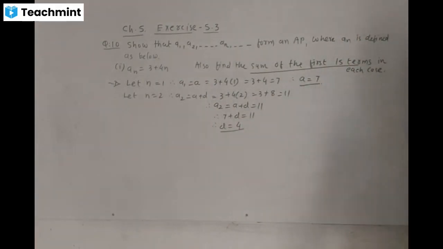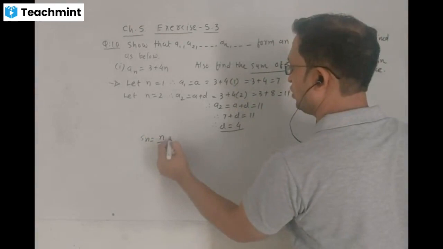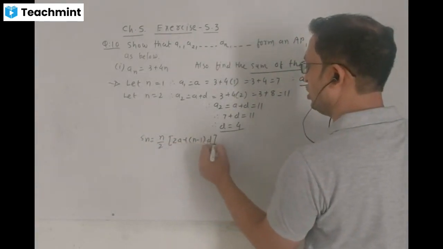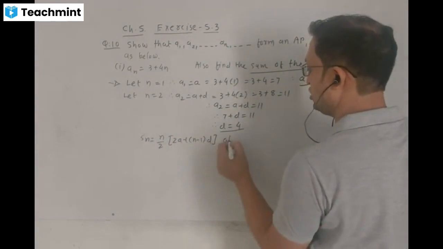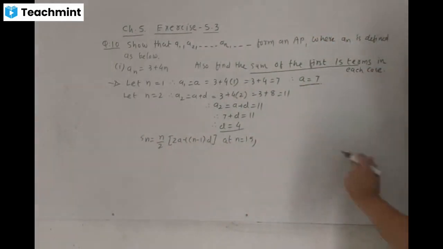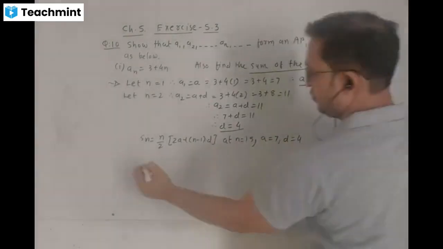Put this value in the Sn formula, where n is the number of terms, here the first 15 terms. Sn is equal to n by 2 times (2a plus (n minus 1) into d). At n is equal to 15 for the sum of first 15 terms, a is equal to 7 and d is equal to 4. Put these values of a, n and d in this formula.